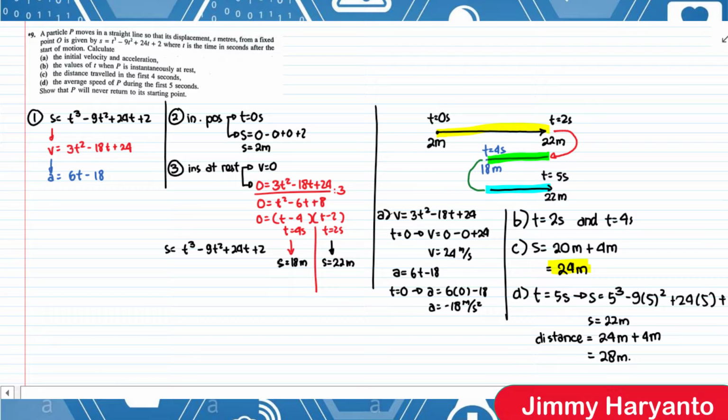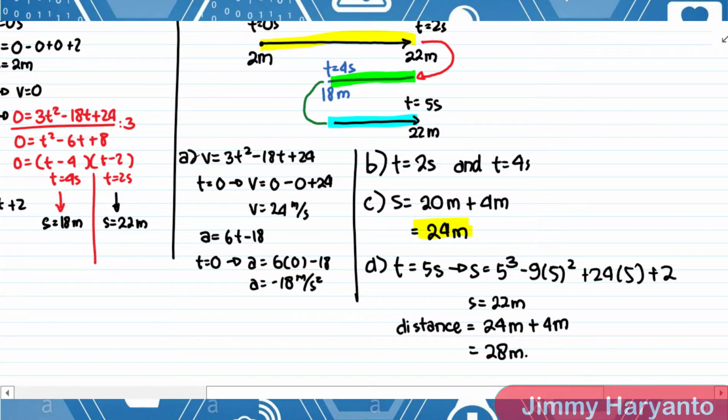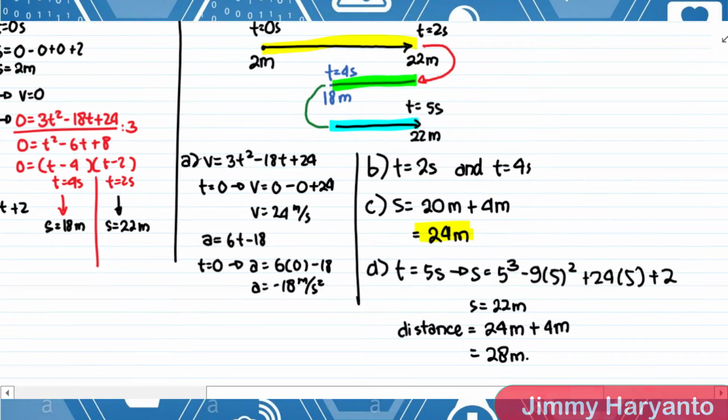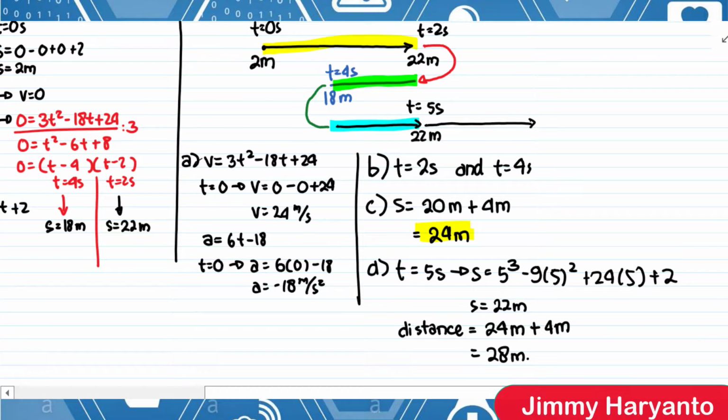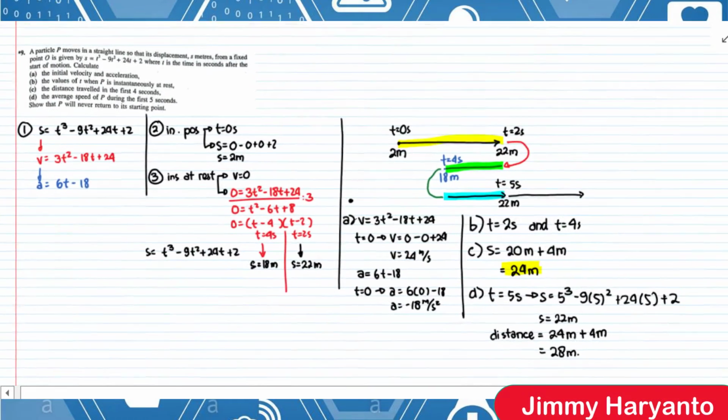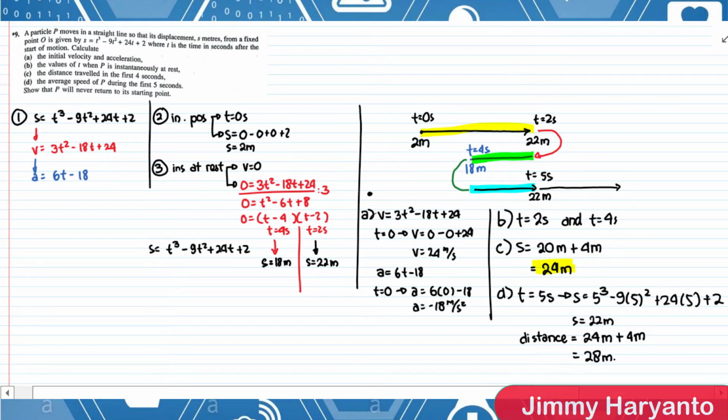Show that P will never return to its starting point. Because P is moving to the right side and we don't have another value of t when instantaneously at rest, the particle will never come back to O, because O is at the left side. It will not come back to O. Okay, so that is the solution of your exercise.